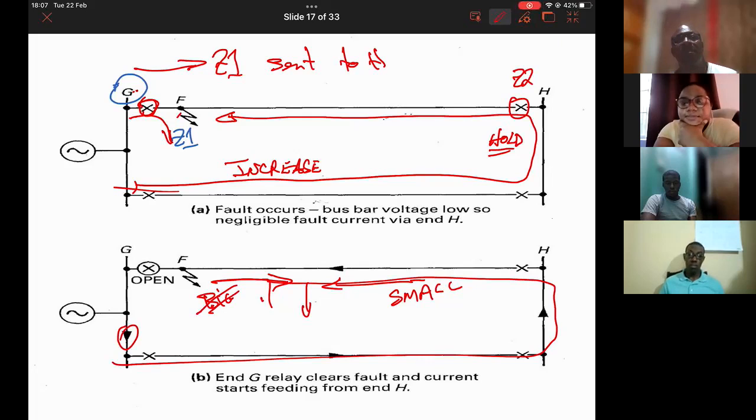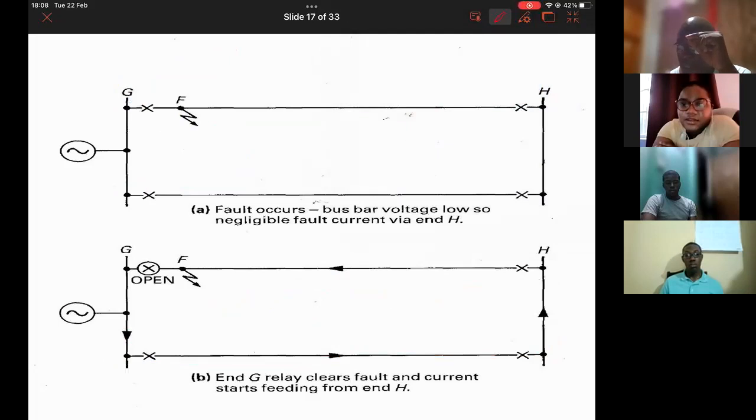You with me? So now H will see the current as a fault current after the breaker G has operated. It would have had to retain the sent signal in order to quickly operate. But if you had removed the signal immediately, then H would sit there and operate in zone 2 time. And so the fault would have remained on the system longer than necessary.